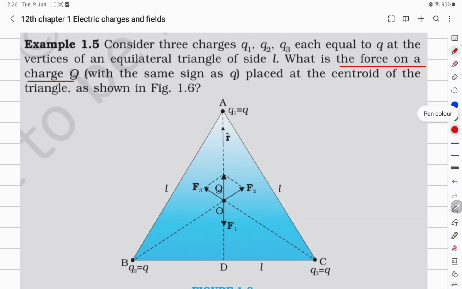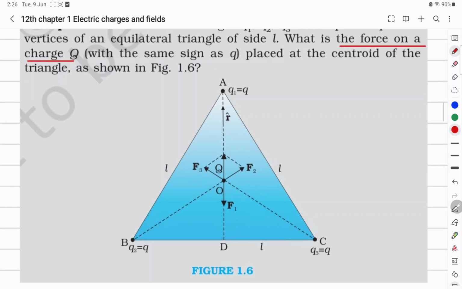Today we are going to see Physics 12th Chapter 1 Example 1.5. In this question, they have given us three charges Q1, Q2 and Q3, each equal to Q, at the vertices of an equilateral triangle of side L. What is the force on a charge Q with the same sign as Q placed at the centroid of the triangle, as shown in figure 1.6?